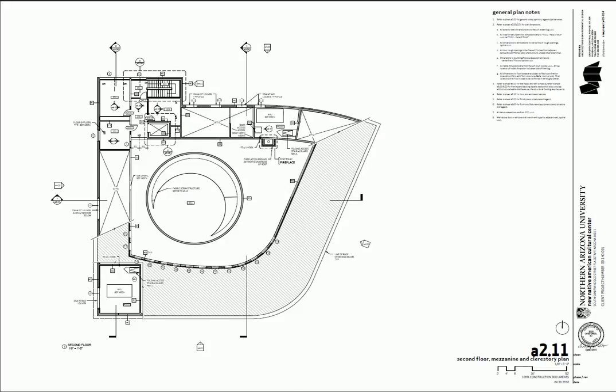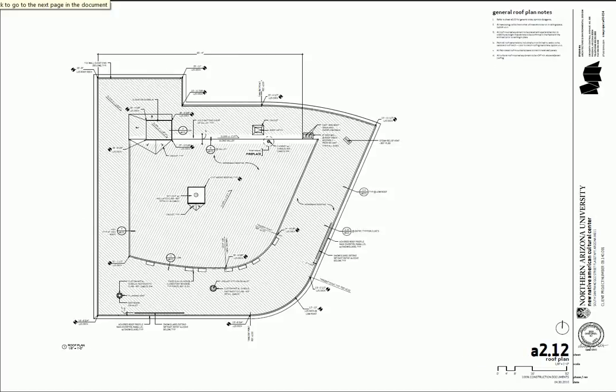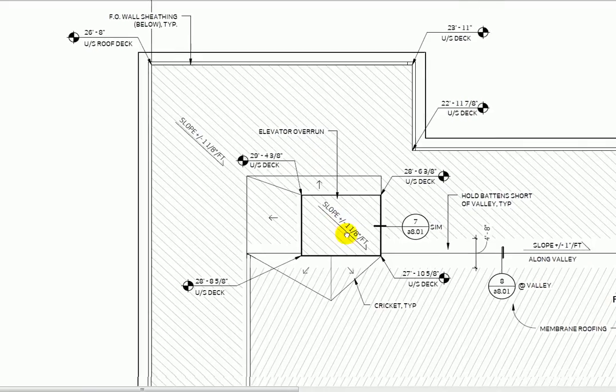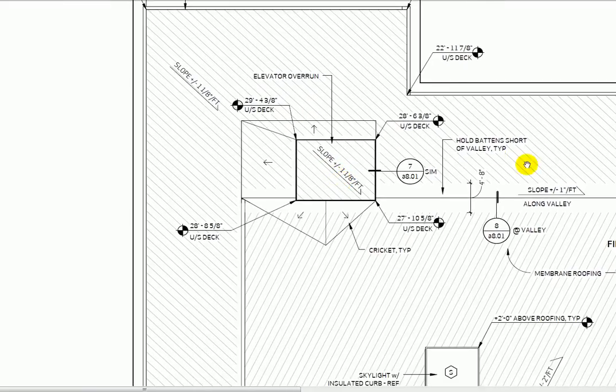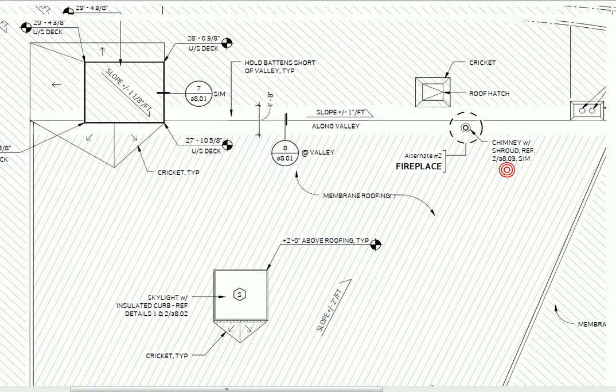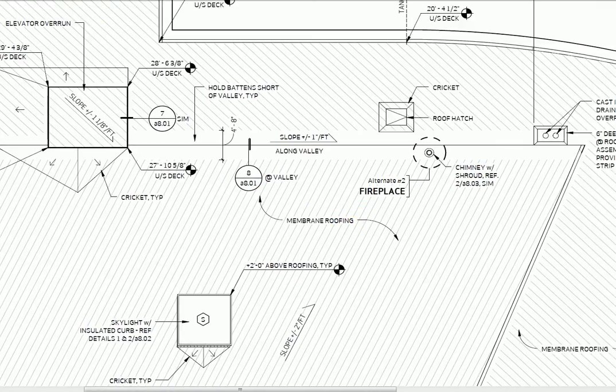I'm going to page to the next page here. This is where I see a roof plan, and what I'm seeing, if I zoom in here, are all these different slopes. So we can see that we have the roof sloping from an elevation of 26 to 23 to 22, and then this pops up. There's an elevator overrun here, so it pops up a little bit. So I see a valley. So I see a lot of complicated slopes here. So that's going to help me understand the structure by understanding the architecture.